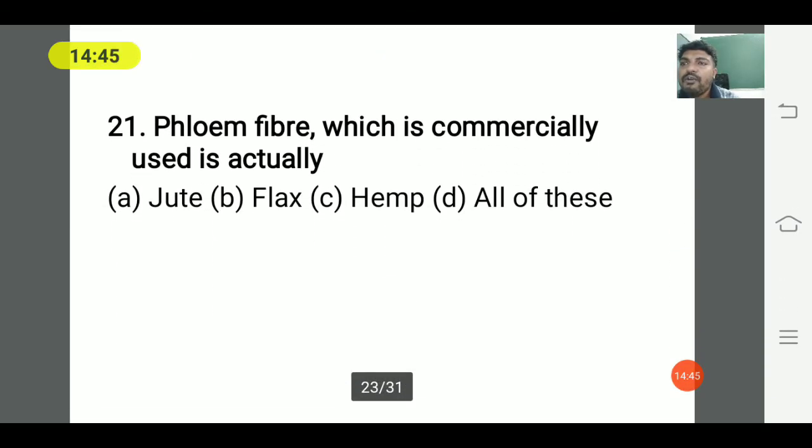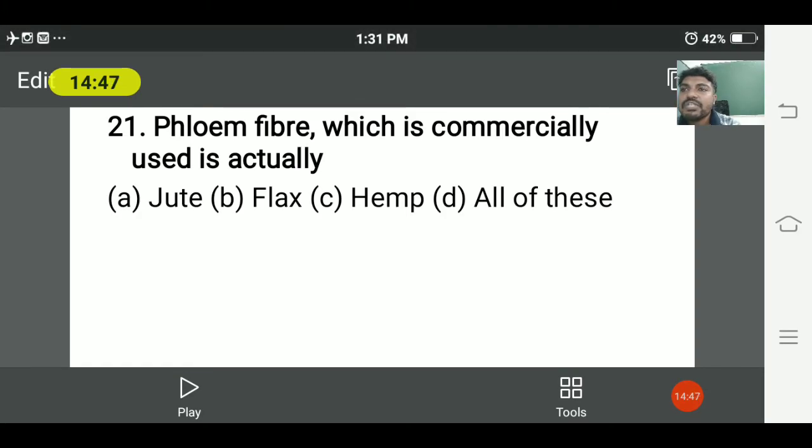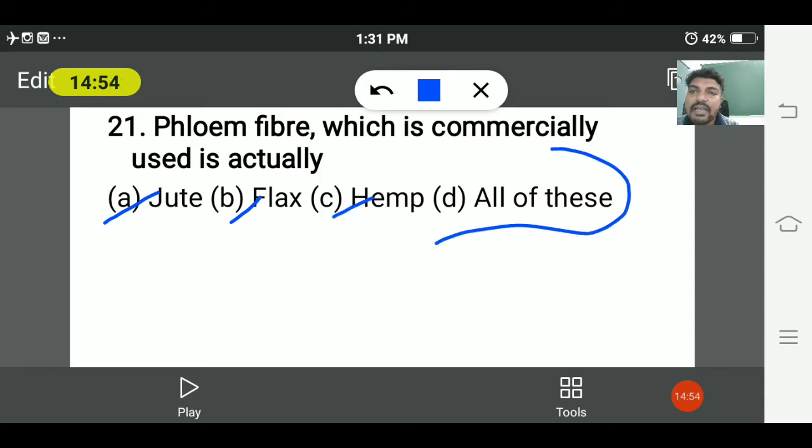Next, phloem fibers which are commercially used. Option A is jute, flax, hemp. So the option is all of these. So that is the right answer. All of these, jute, flax, hemp, are commercially used.